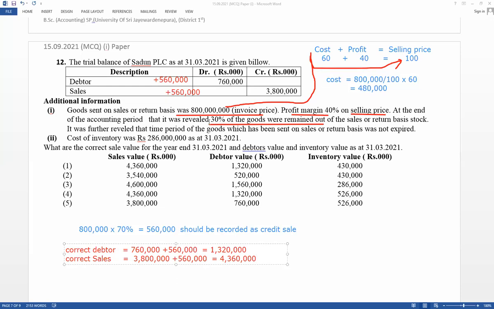But it is our right as our business. Goods sent to the other business on sales or return basis: 30% not sold. Based on cost value, 30% should be considered as our inventory. Therefore, goods sent on sales or return basis, its cost value equals 480,000.